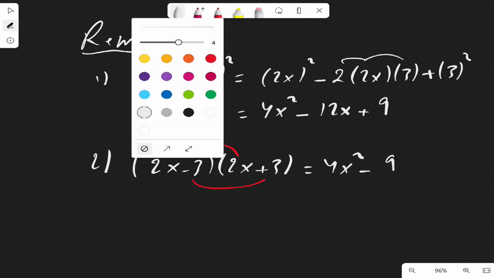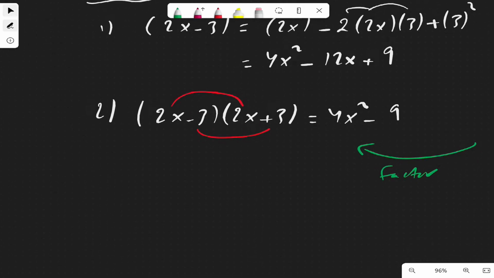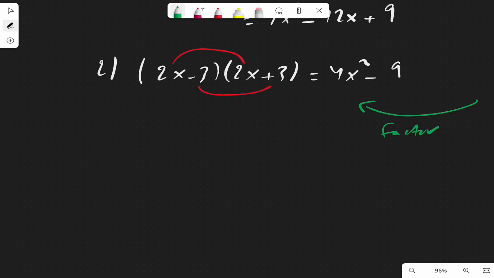In our lesson, we're gonna do the opposite way, to factor. So let's start with the first type. It's called perfect square trinomial.